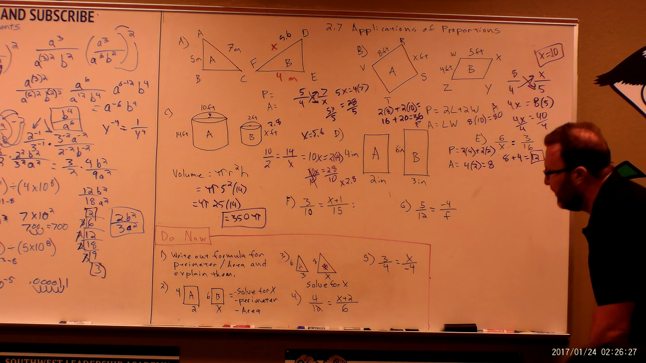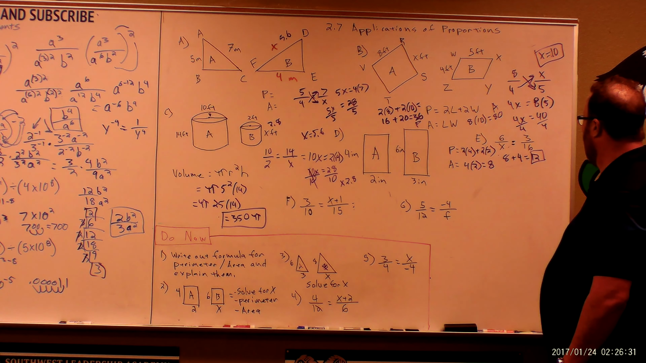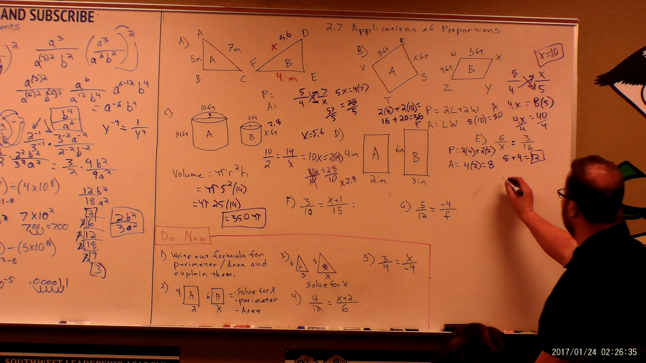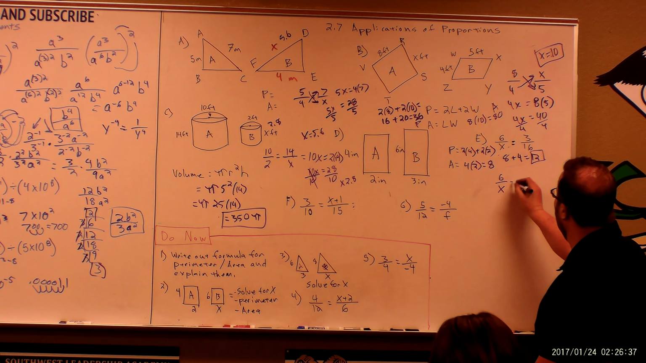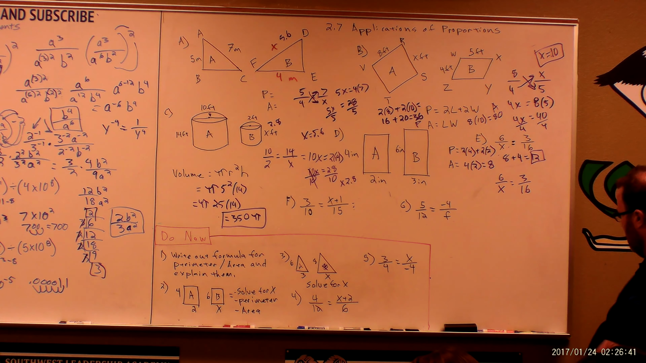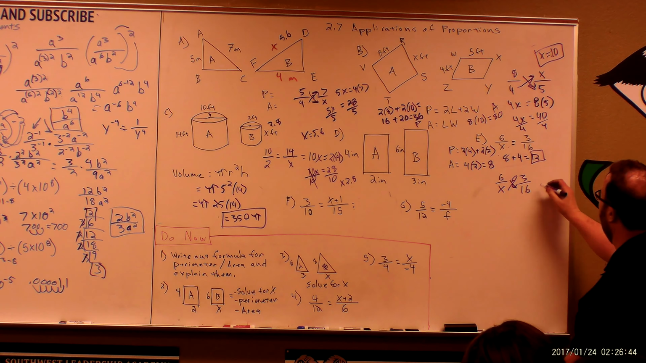Okay, what about F and G? Aren't those ones reviewed? Yes. I feel like I forgot. Oh, look, I kind of hit this one in here. Let's do this one first. We know what to do here, right? Cross multiply and divide. Very good. So we're 3x equals 6 times 16.